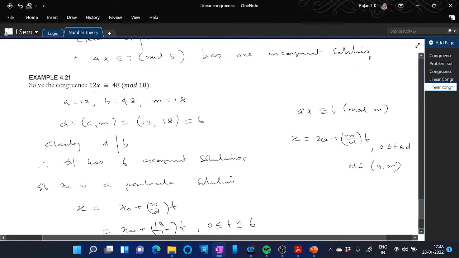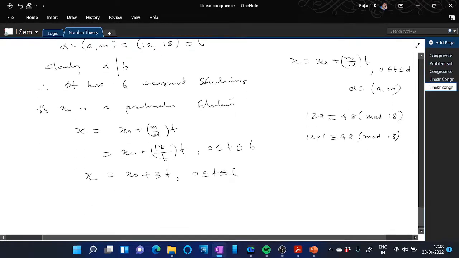Now by some inspection, the relation is 12x ≡ 48 mod 18. Putting x0 equal to 1, you can see that 12 into 1 is clearly congruent to 48 mod 18. 12 into 1 is 12, 12 minus 48 is minus 36, which is clearly a multiple of 18. That means x = 1 is a solution to 12x ≡ 48 mod 18.